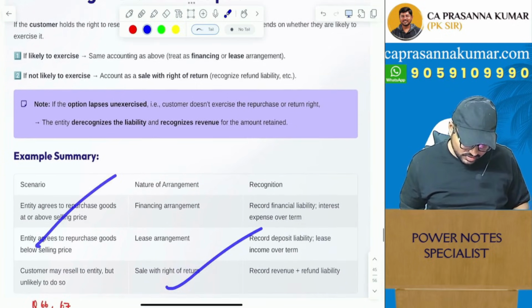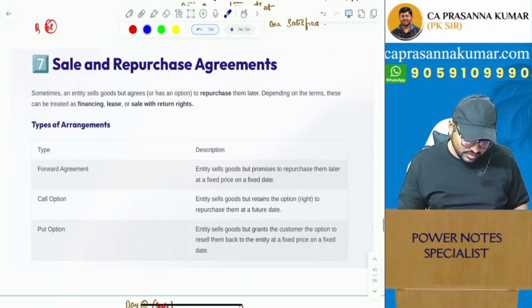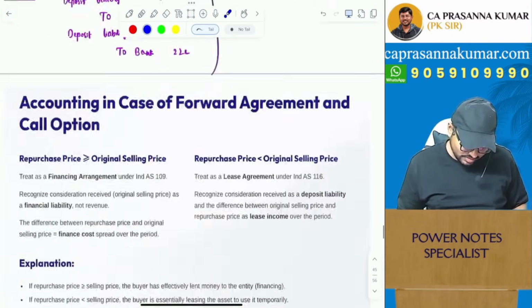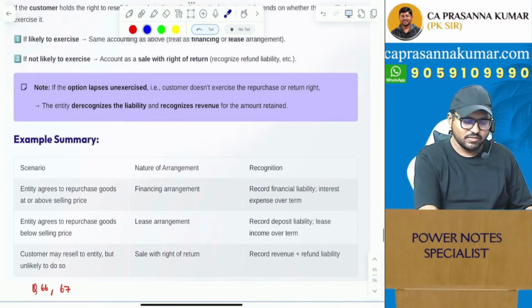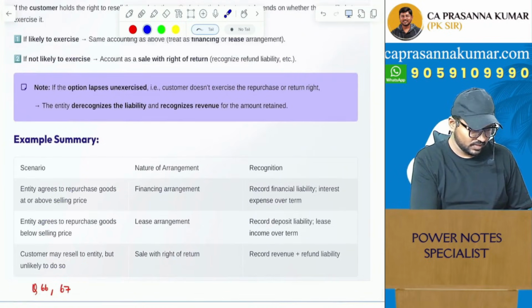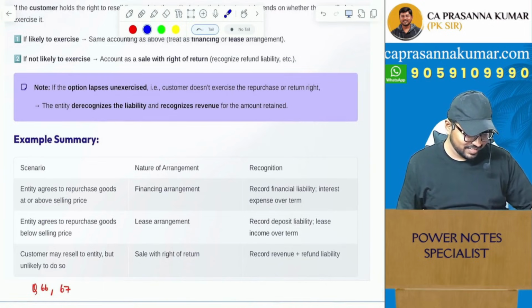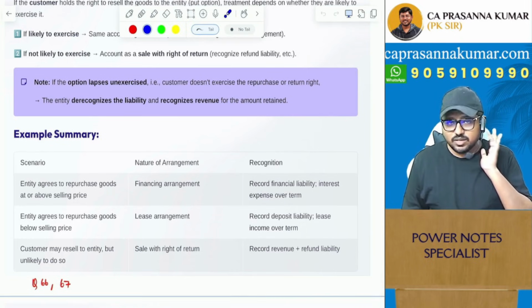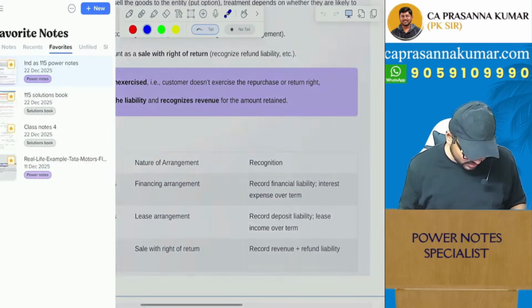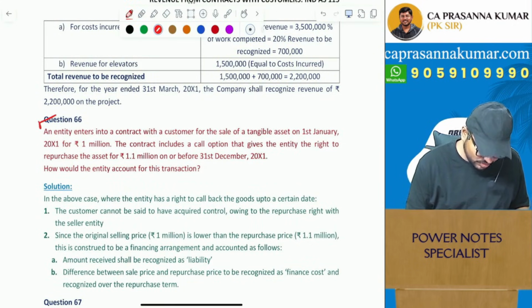Are we done with this? It's a very beautiful concept. Okay. Out of all the special cases that we have seen so far, sale and repurchase agreements is interesting. Okay. Now we need to solve question number 66 and 67. If you guys are ready, we'll start. Come on, give me confirmation. Shall we go solving? Right. 66 and 67. Let's finish it off. Come to question number 66. Easy only. Once you know the concept, it's very easy.